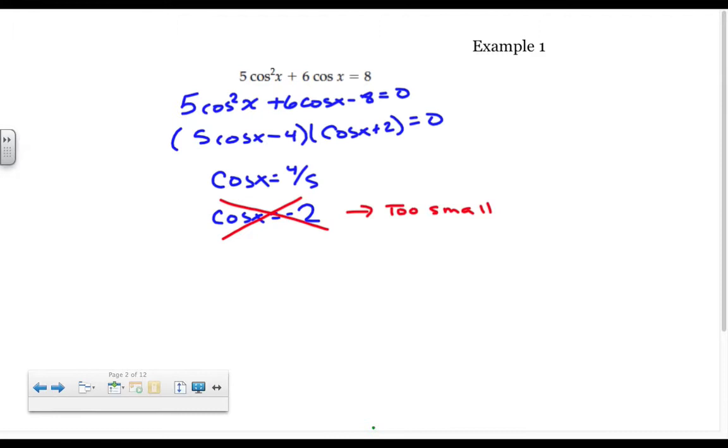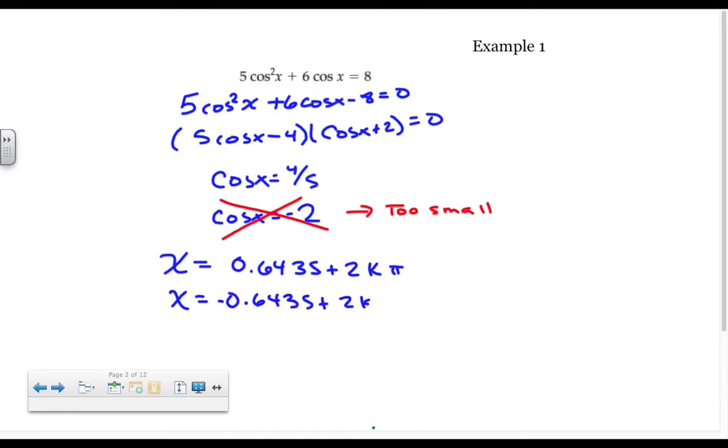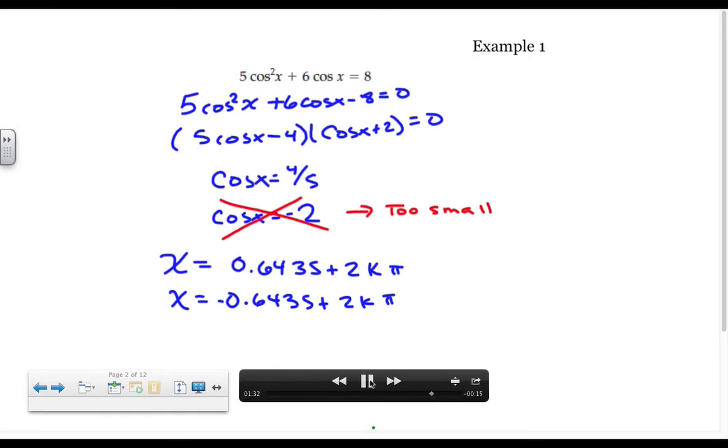So I take the inverse of cosine of x, and I end up with x equals 0.6435 plus 2k pi. And I also end up with x equals negative 0.6435 plus 2k pi. So the hard part in this is not actually the trig part, okay? You should already know how to do this. It's the fact that I actually have to go through these steps.